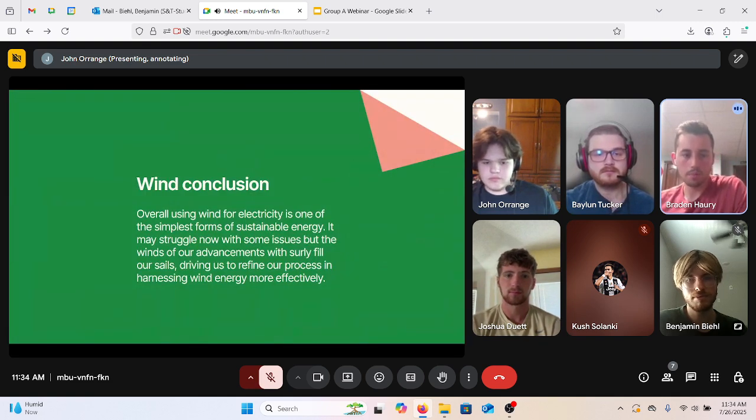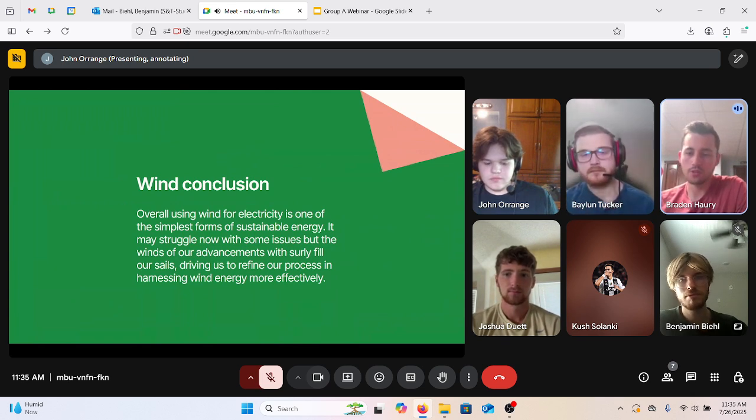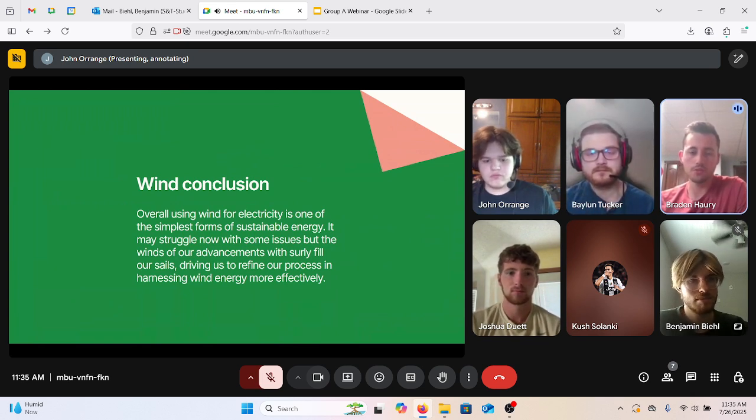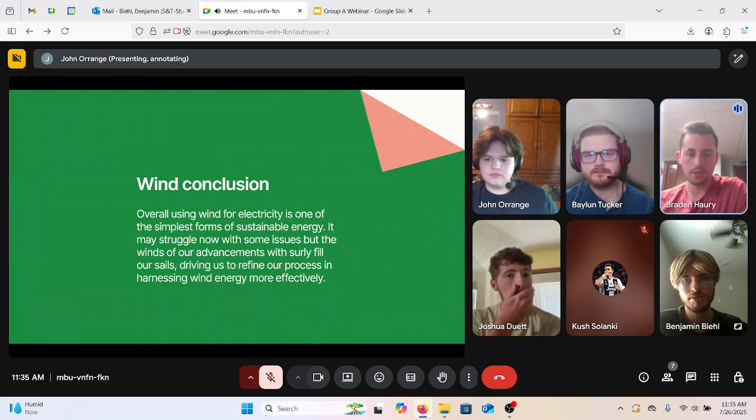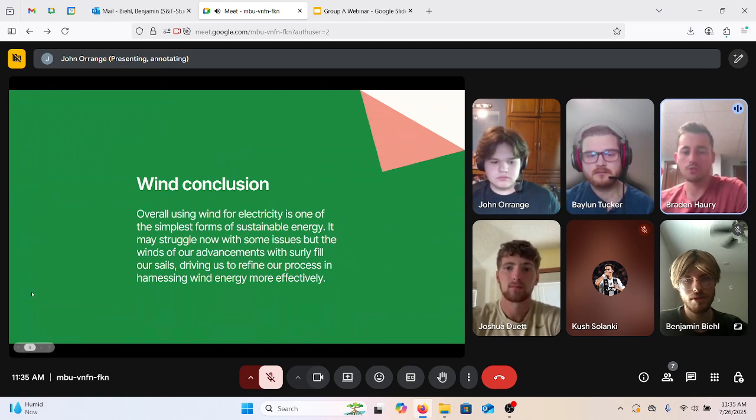So to wrap it all up, overall, using wind for electricity is one of the simplest forms of sustainable energy. It may struggle now with some issues like the blades, but the winds of our advances will surely fill our sails, driving us to refine the process and harness wind energy more effectively.